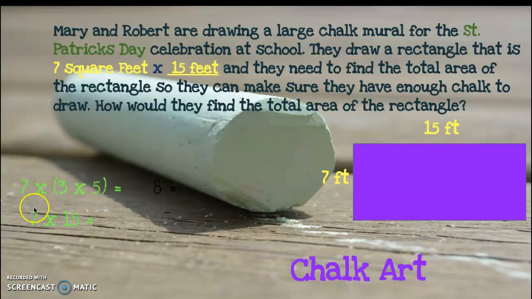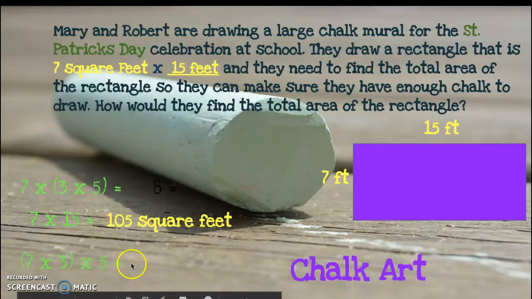So we bring down our 7, we bring down our 15. That's just another way of using a different equation to show 15, because we just made it smaller. So we know that 15 times 7 equals 105. So we know the total area of this rectangle is 105 square feet. Well, how can we show this in a different way? Well, we use the associative property and we move the parentheses. Now, is that going to change our answer? Is that going to give us a different square footage of this rectangle?